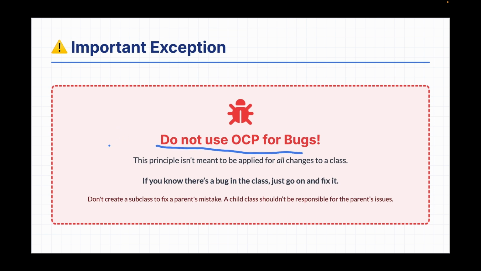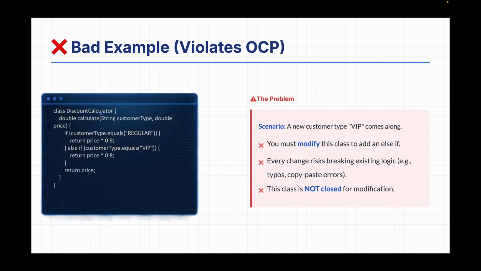If there is a bug in your existing class, you should go ahead and fix it directly. You do not need to create a subclass just to avoid fixing bugs. Now let's take an example to understand this better. Suppose we have a class called discount calculator.